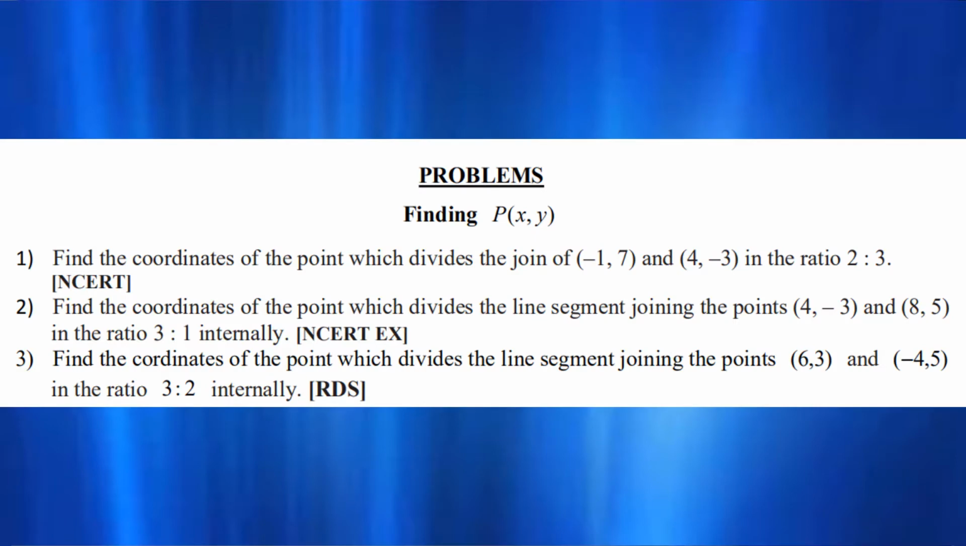Now look at the first question. It is like this: find the coordinates of the point which divides the line joining (-1, 7) and (4, -3) in the ratio 2:3. Now let us look at the solution.